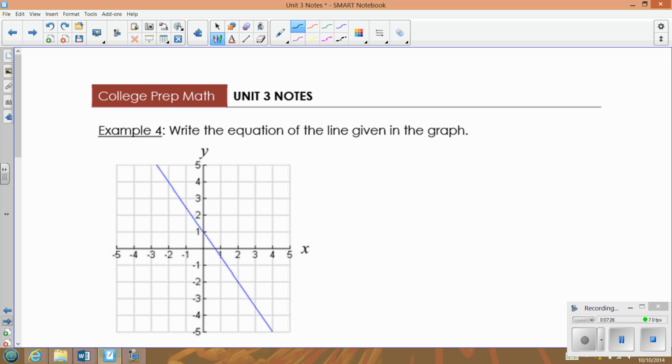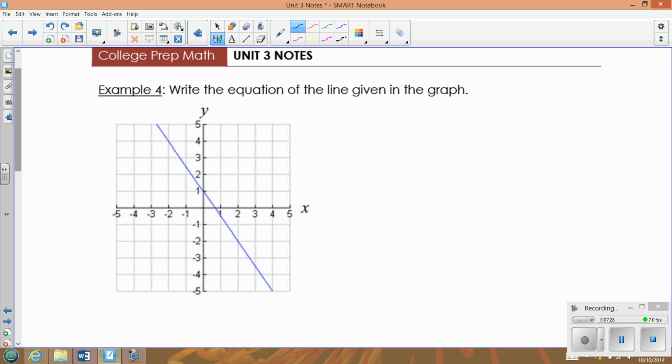All right, let's look at another example. What happens if I want to write the equation, but they don't give me the y-intercept and the slope? So you still need to know those two things, but this time you're going to have to find them. Because if you ever want to write the equation of a line, at this point, we need to know the y-intercept and we need to know the slope. So what we're going to do is figure those things out.